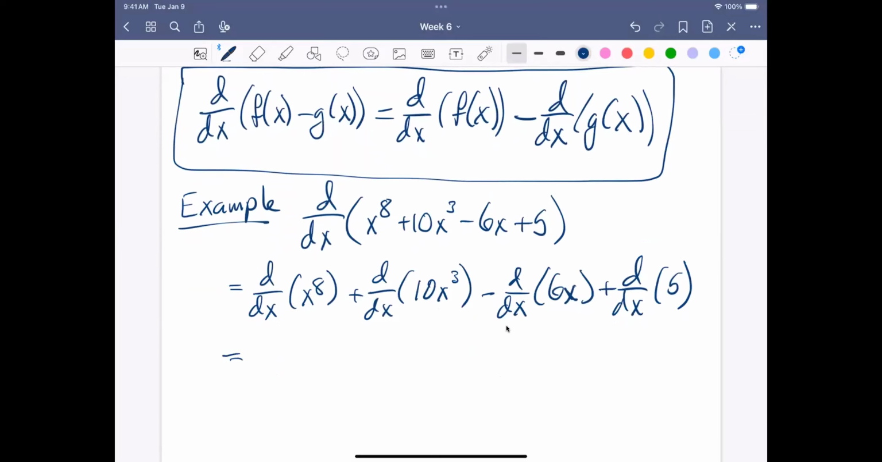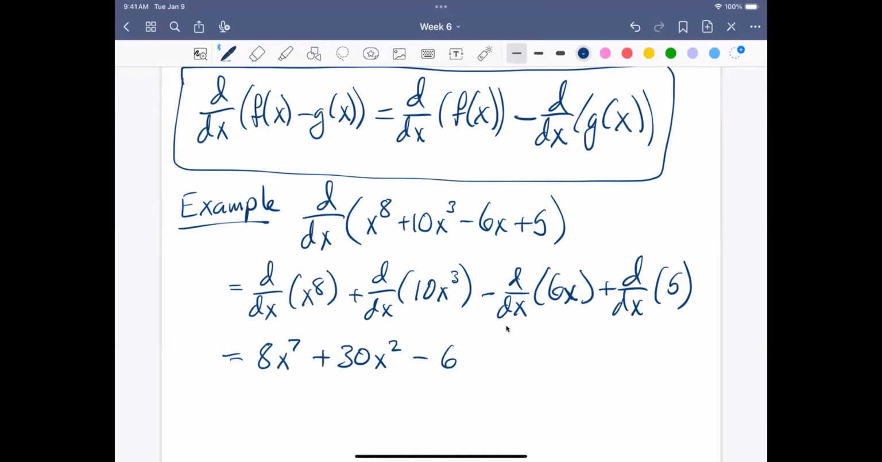Okay, so d/dx of x to the 8th is 8x to the 7th, great. And then d/dx of 10x cubed is 30x squared, right, using the constant multiplying the power. d/dx of 6x, yep, so minus a 6, and then d/dx of 5 is 0.